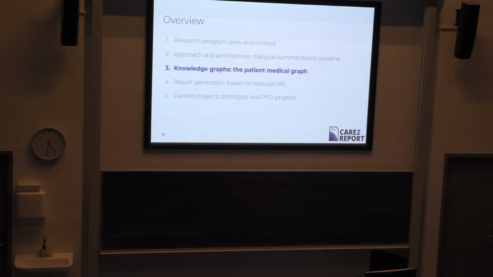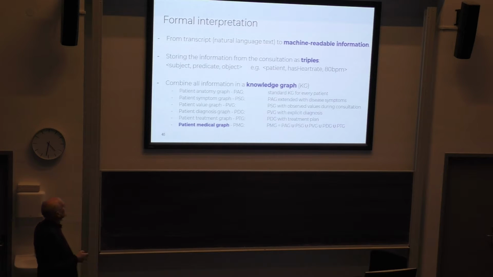Internally, we have developed the concept of the patient medical graph in order to have a stable system to tune our algorithms. Essentially, the knowledge graph of a patient, the patient medical graph, consists of 5 subgraphs: the anatomy, the symptoms, the value of the symptoms, the diagnosis, and the treatment.